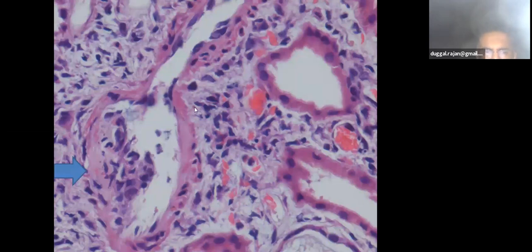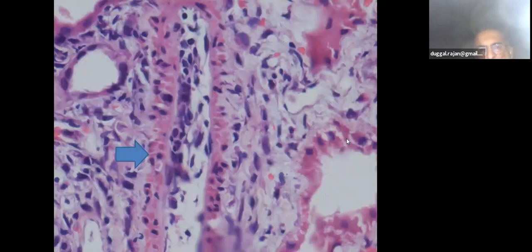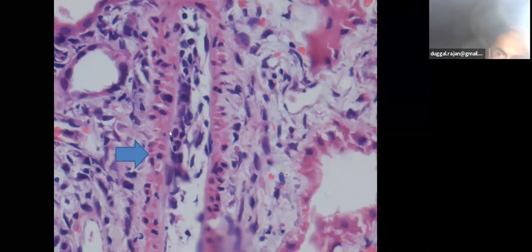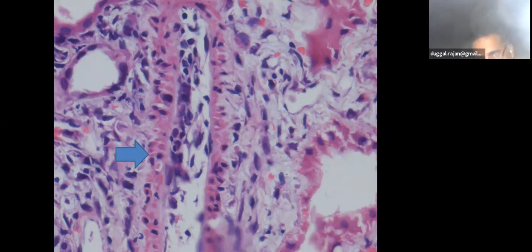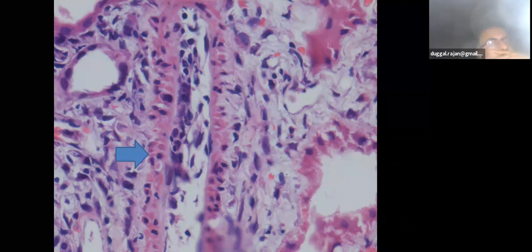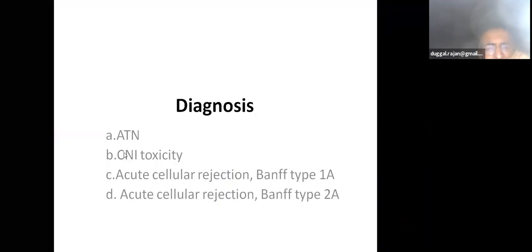What do you think this is? And what are these, which are full of RBCs? Again, another image. So, what are the likely possibilities? Is it ATN, CNI toxicity, acute cellular rejection Banff type 1A, or acute cellular rejection Banff type 2A?